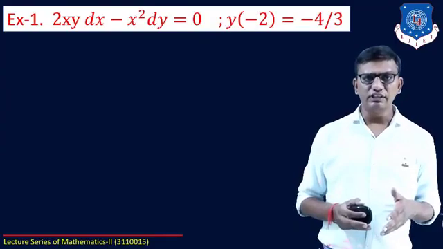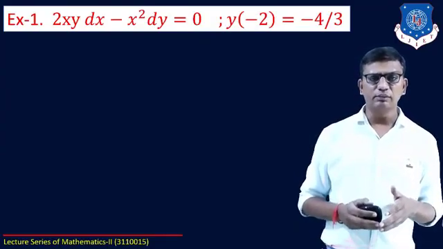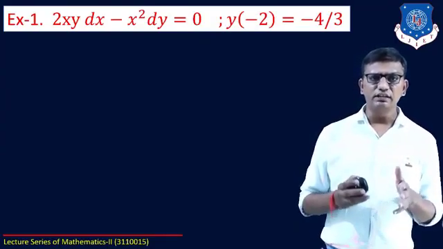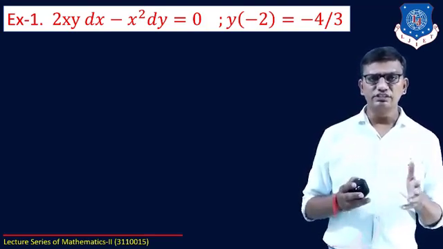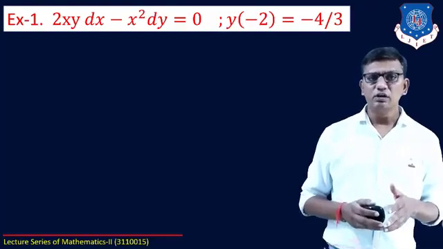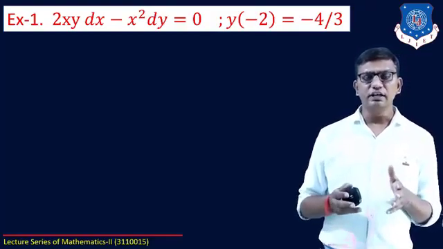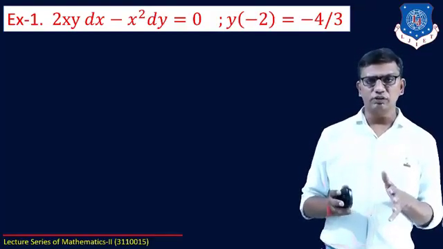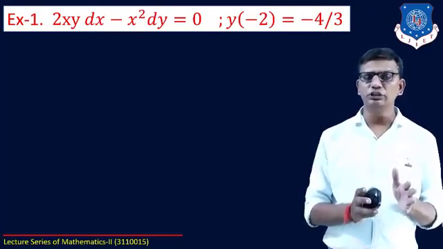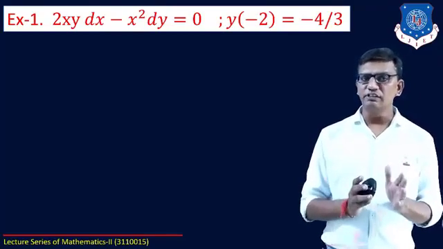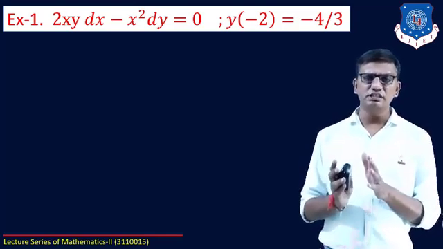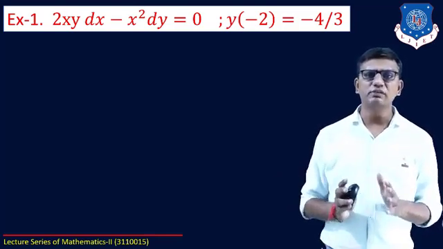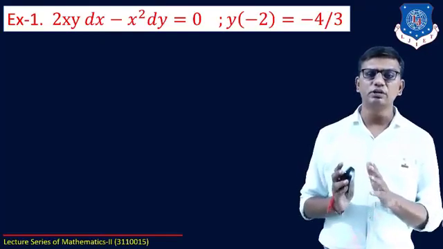First of all, we see the first example. The first example is 2xy dx minus x square dy equal to 0. This is our first order first degree ordinary differential equation. Here some conditions are given. So first of all, we concentrate on how to find the solution of this differential equation, and we find the general solution first, and then we use this condition. This condition is known as the initial value problem or initial value condition.